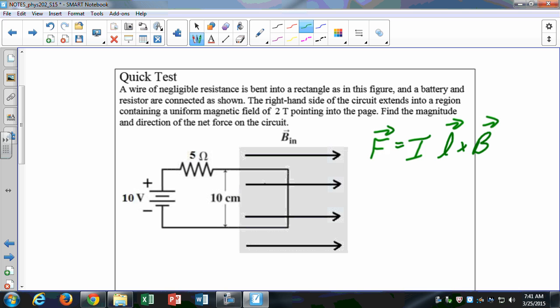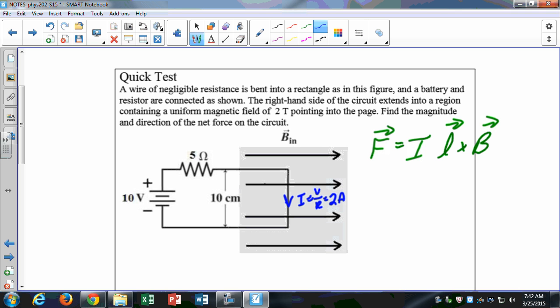What is the direction of the current in this wire? It's down, right? Remember, current goes from high potential to low potential. Let me write that in there. My current here is down. And my current is equal to V over R. That's 10 over 5. That's 2 amps. All right. And then that's basically done.